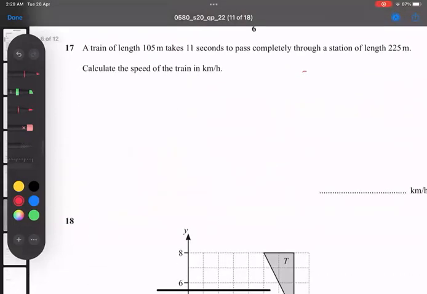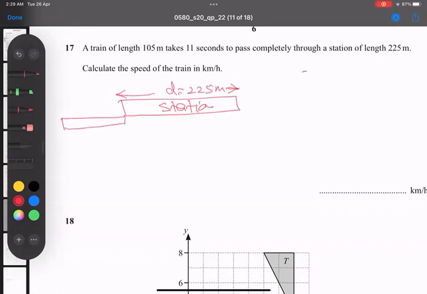Let's go to the next question. A train of length 105 meters takes 11 seconds to pass completely through a station of length 225. So the station is here. And how much is the length of this distance? This distance is 225 meters, station from here till here. And the train is entering from here. And the length of the train is given as 105.